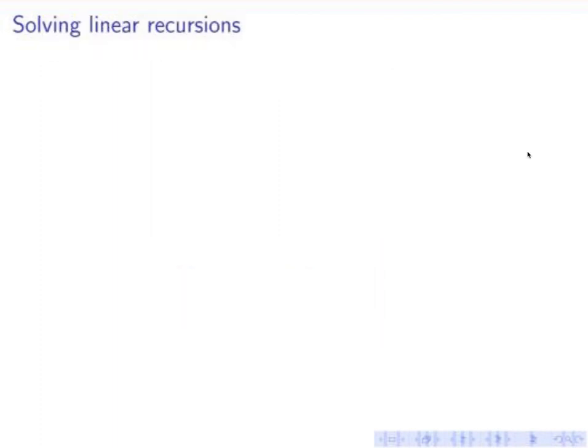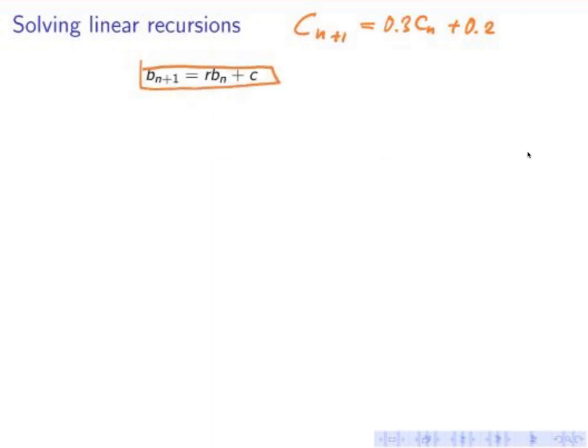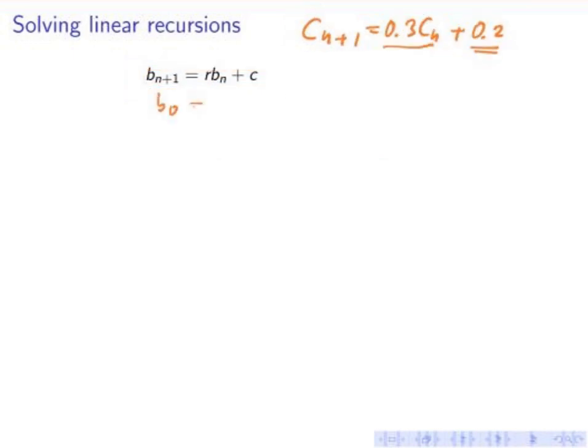And the drug delivery problem had this form, right? We had Cn plus 1 is 0.3 times Cn plus 0.2. So it has the form of a linear recursion. And here I write down a general form for a linear recursion. So Bn plus 1 is r times Bn plus c. B0 is the initial condition, call it a. B1 then is r times B0 plus c, which is ra plus c.